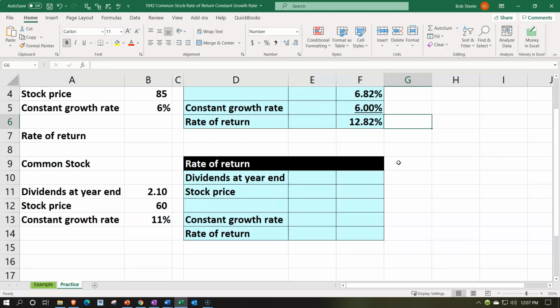Let's do it again down here. Let's do it another time. We've got then the information on the dividends at the end of the year. We're saying are 2.10. We could base this on prior information or what the company is basically saying they're going to do with regards to dividends. Stock price $60. We have the constant growth rate now assumed to be the 11%. What would be the required rate of return or estimated return?